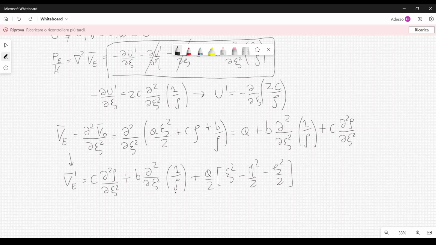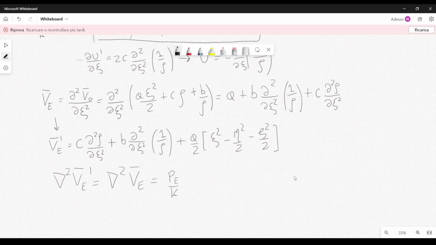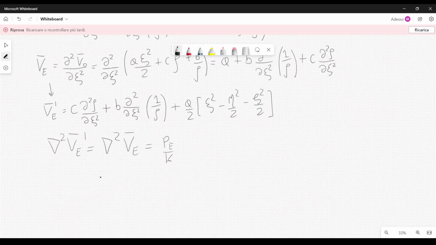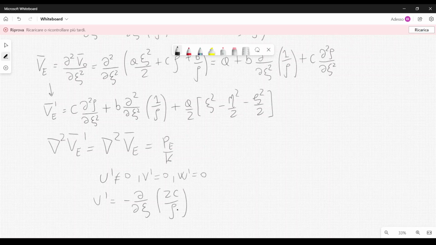Okay, so the Laplacian of V bar E prime is equal to the Laplacian of V E bar, which is equal to P_E over K. Then remember also that we have U prime non-zero, V prime equal to 0, and W prime equal to 0. And U prime was equal to minus derivative with respect to xi of 2c over rho. We found it last time.